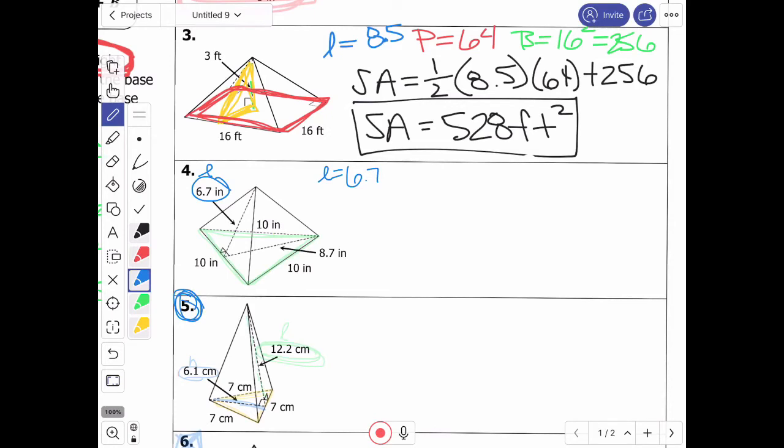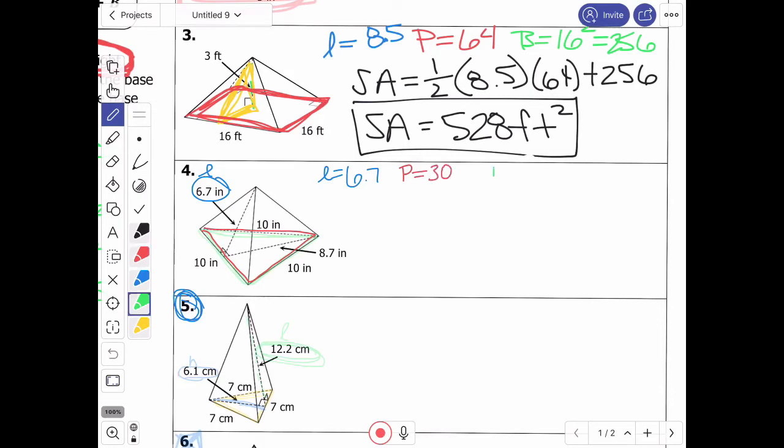So moving on with number 4, this 8.7 is going to come in handy when I have to find the area of that base. So before I get to that, I do need the perimeter of my base. The perimeter is coming from 10 plus 10 plus 10. So my perimeter is 30.